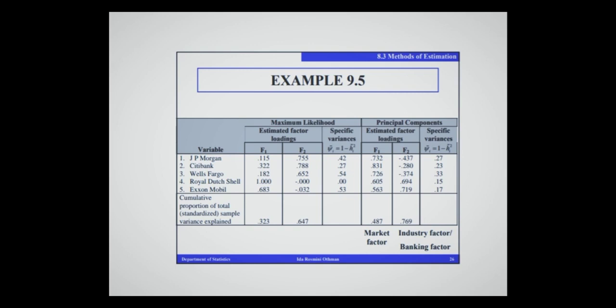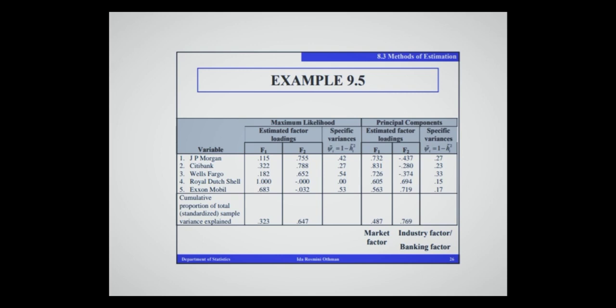Kat sini dia tunjuk beza antara principal component dan maximum likelihood. Tapi nak cari maximum likelihood sama saja dengan principal component, as long as you ada value lambda dan juga eigenvectors. So nak cari kat sini specific variance, here you need to find the communalities first. Remember, communalities adalah value of L factor loading square plus this factor loading, you akan dapat hash I square. So untuk dapatkan specific variance, 1 minus hash I square, you akan dapat 0.42.